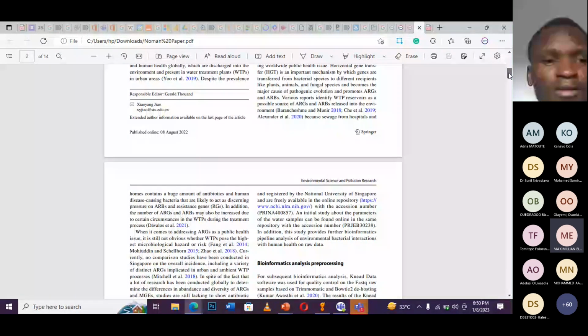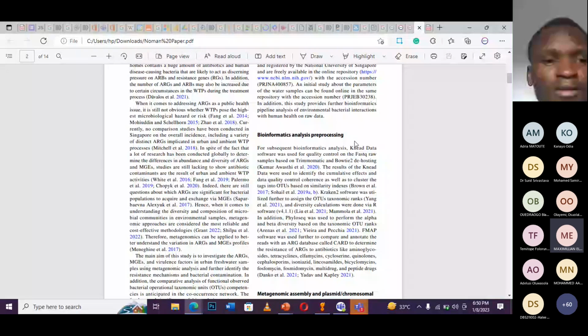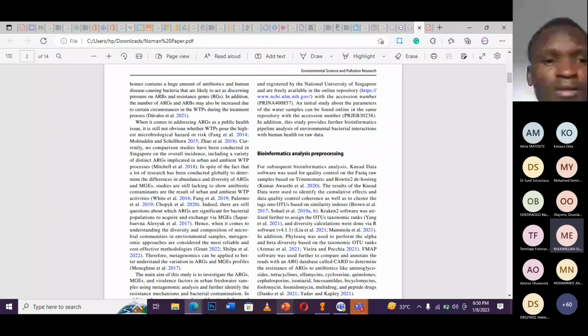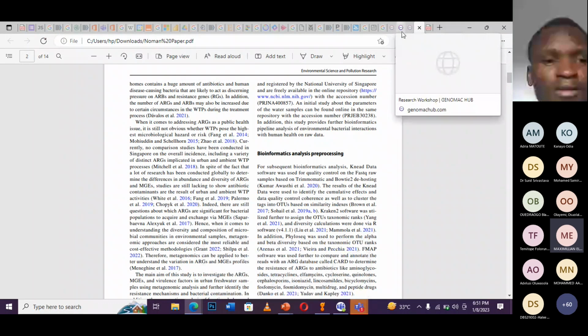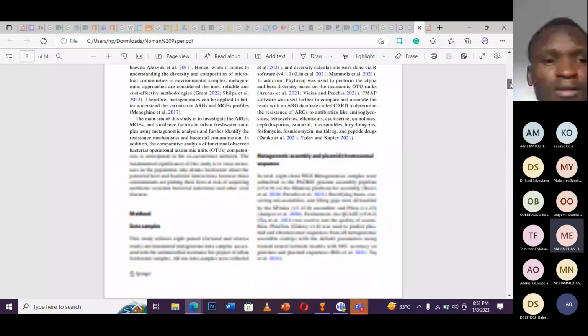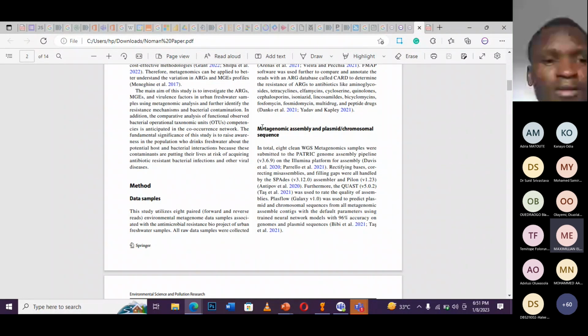As you can see here, this is the bioinformatics analysis process. We're going to take you through all these processes step by step. You will have a research paper like this at the research workshop. Here, as you can see, this is the methodology: metagenomic assembly and plasmid chromosomal sequence.